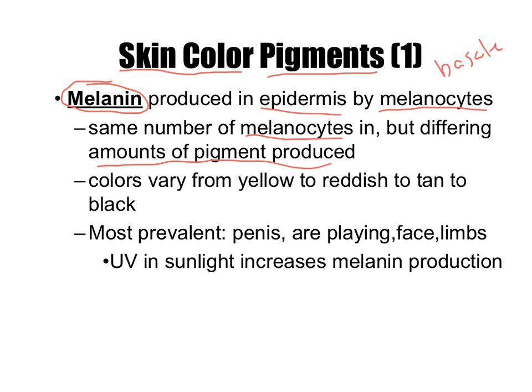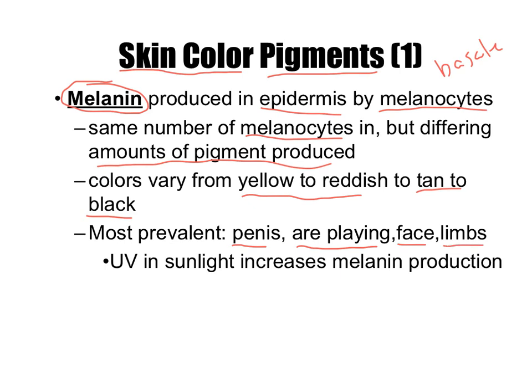Now those colors can vary from yellow to kind of reddish. Usually you think of yellow to tan or even black. And they're most prevalent in certain parts of the body, also in the face and the limbs.